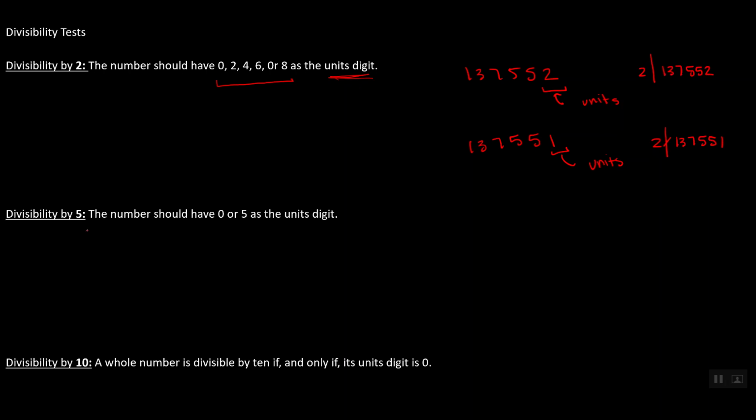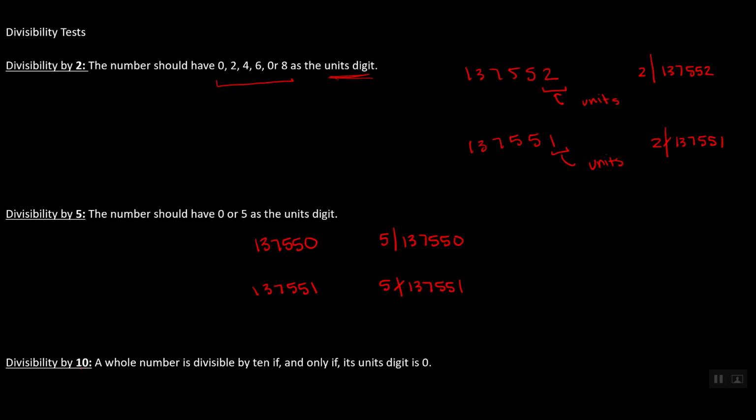The divisibility test for 5 is pretty similar. The number needs to end in a 0 or 5. If you remember counting by 5s, 5, 10, 15, 20, 25, 30, all of those numbers end in a 0 or 5. So if you make up a number and the last digit is a 0 or a 5, then you know that 5 will divide that number. But if you make up a number where the last digit is not a 0 or a 5, then you would say 5 does not divide that number.